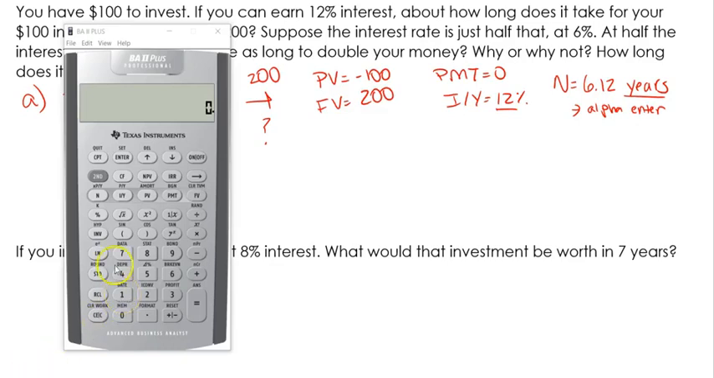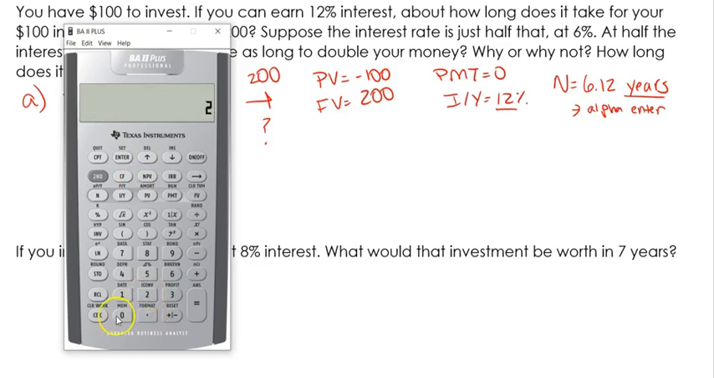I would first clear my time value of money. To do that, I push the second clear TVM button, which is also the future value button, and that just sets everything in this row to 0. So I put a negative 100 in for present value. So I type in the 100 and the negative sign, and then I push PV. There's no need to push enter. It's already saved. You can see that it's saved because there's an equal sign there.